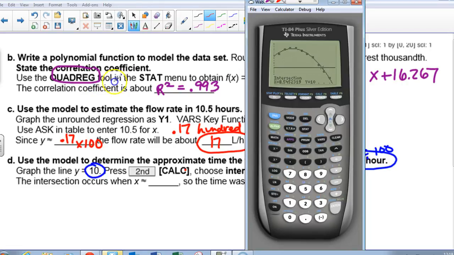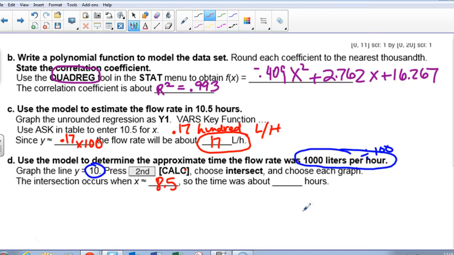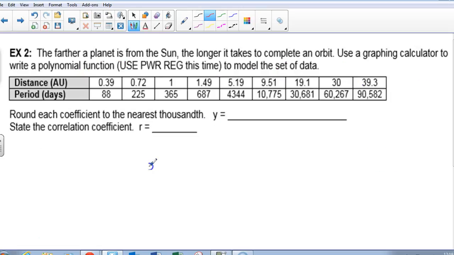Come on, silly thing. And that's an X value, so its label is what? Yeah, just hours. So about 8.5 hours after the leak, it was leaking at 1,000 liters per hour. Any questions? All right.